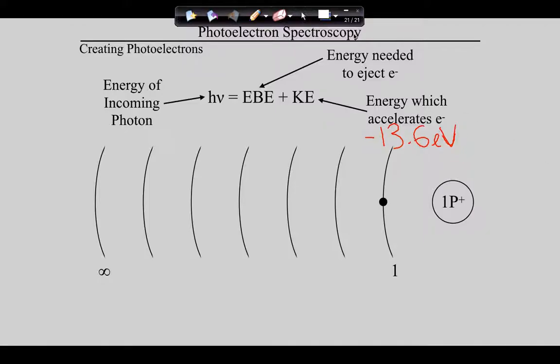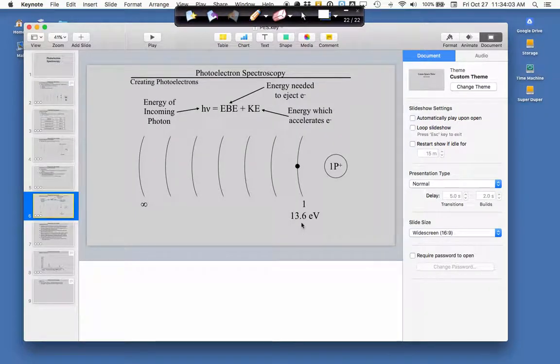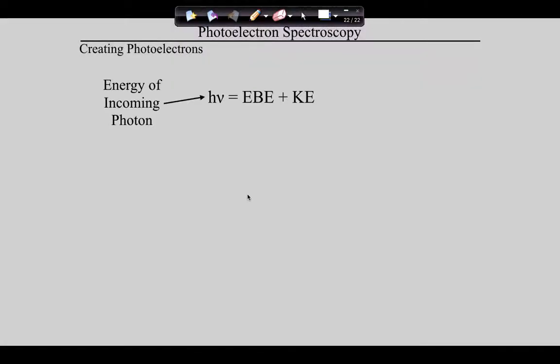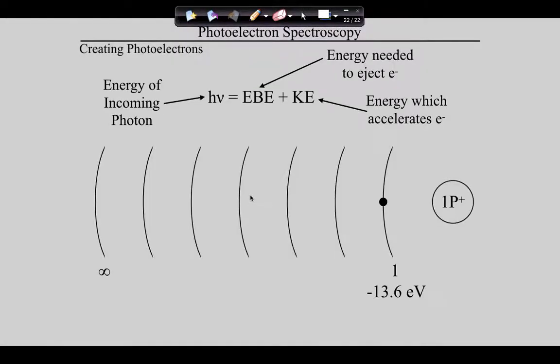I think this is in my notes, and I'm thinking I forgot to make it negative. I did. So let me fix it. Okay, so guys, this is the energy of this energy level, and it's negative 13.6 electron volts.